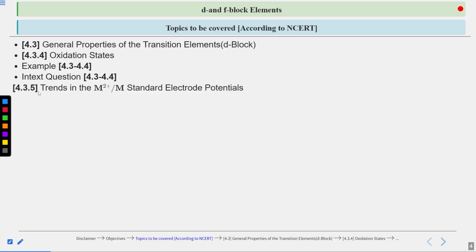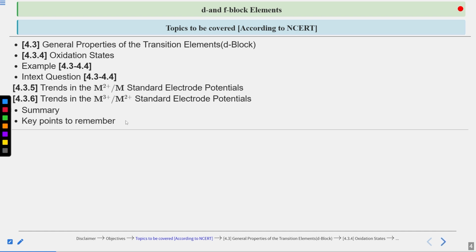Then our next subsection, trends in the M2+ to M standard electrode potentials, and following that another subsection, trends in the M3+ to M2+ standard electrode potentials. Then we will conclude with the summary and key points to remember. So let's begin.